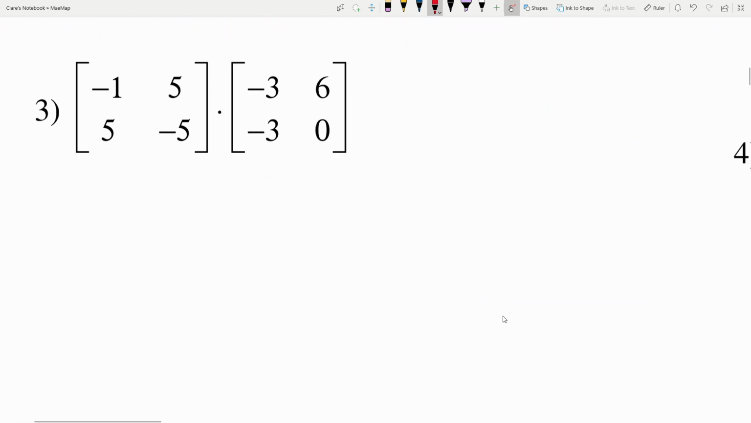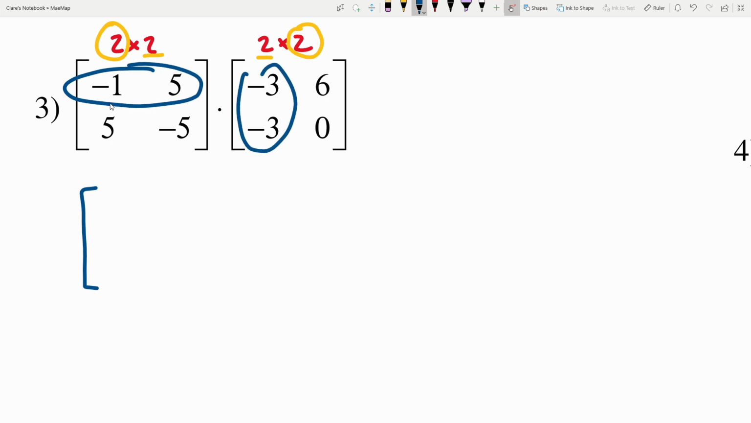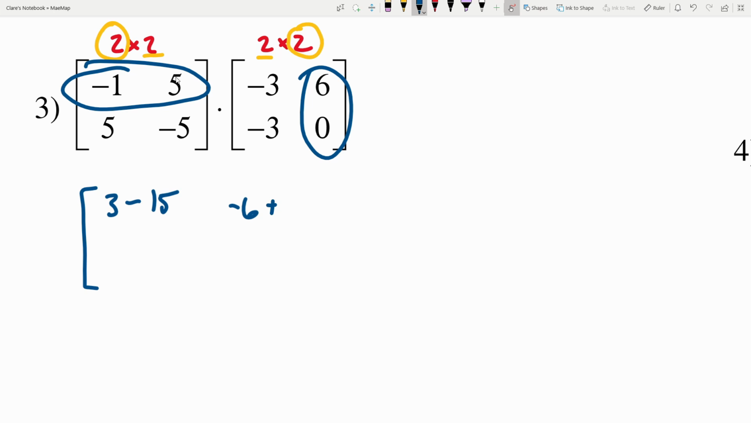In number 3, I have a 2 by 2 matrix, and I'm multiplying it by a 2 by 2 matrix. So we can indeed multiply, and the result is going to be a 2 by 2. So, dotting my first row with my first column, negative 1 times negative 3 gives me a positive 3, and I'll add that to 5 times negative 3, which is negative 15. So I'll subtract 15. Then, dotting negative 1, 5 with 6, 0, negative 1 times 6 is negative 6, and I'll add that to 5 times 0, which is 0.